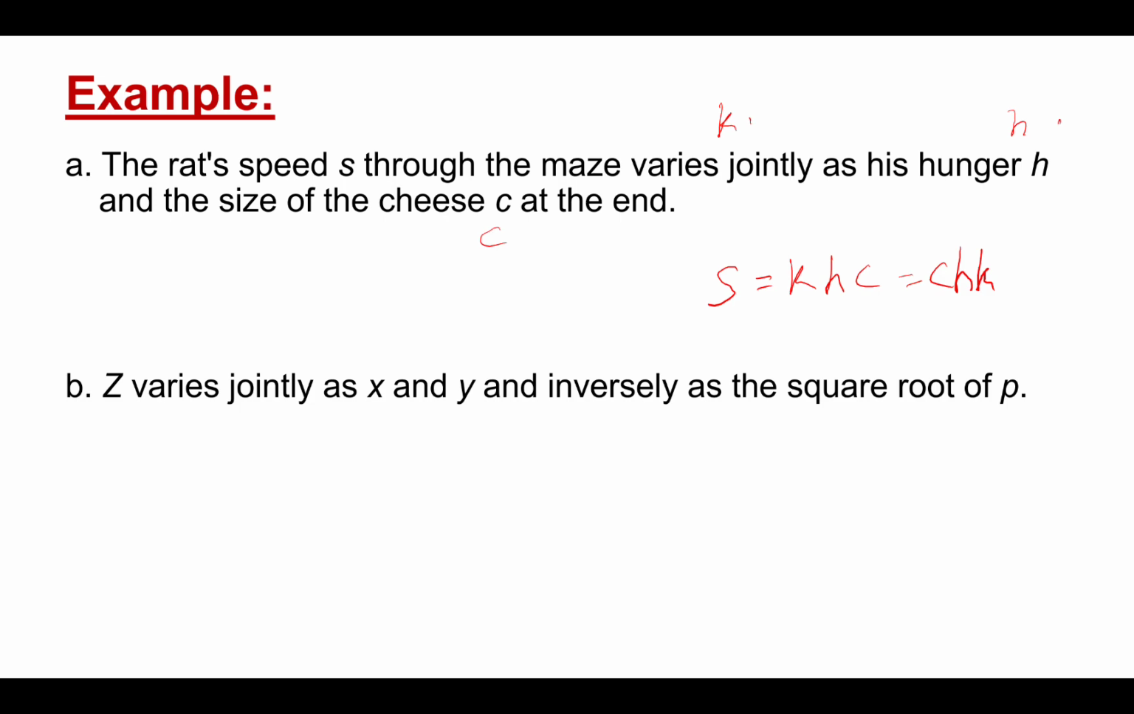Z varies jointly as X and Y, and inversely as the square root of P. So Z is equal to, and it varies jointly, so I have K times X and Y, and inversely, so divided by the square root of P. This means I have K X Y over the square root of P.